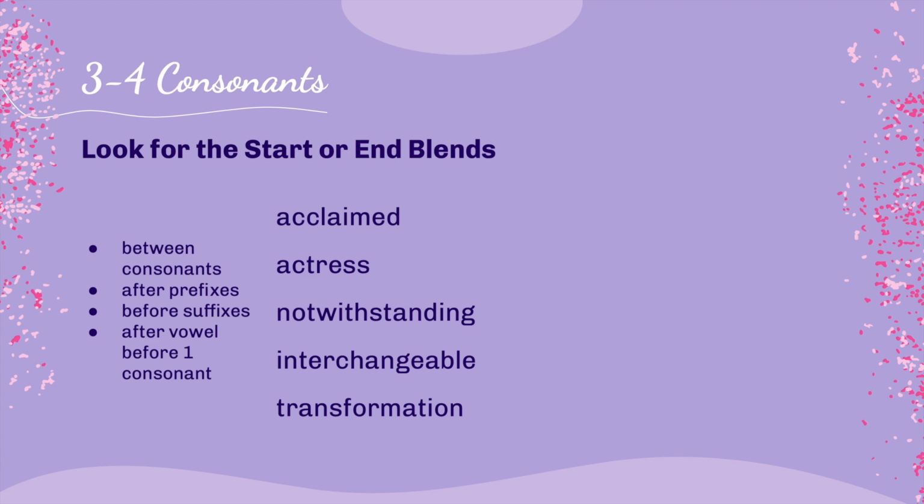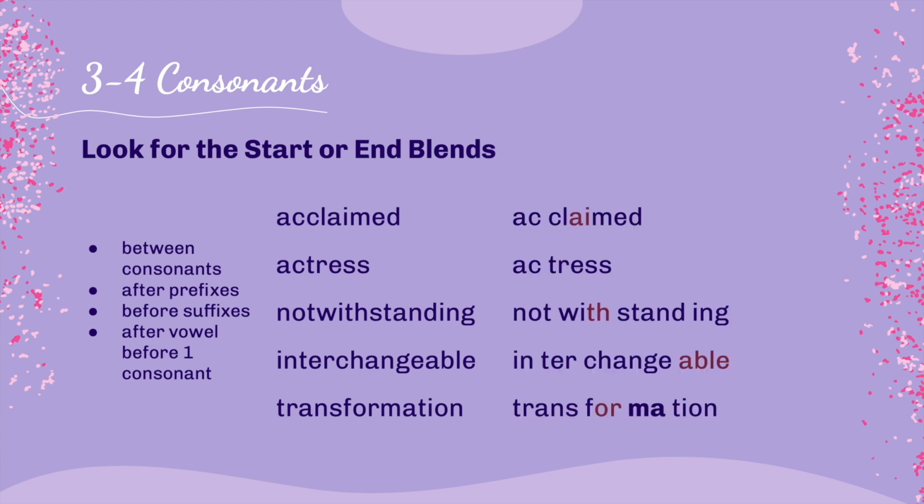Now, what do you do if you have 3 or 4 consonants together and you can't decide where to split them? You want to look for blends, combinations of letters that you commonly see at the start or the end of words. So right here we have C, C, and L together. So we could use the rule divide between the two consonants. Or you could say we see C and L together at the beginning of a word, but we don't see C and C together at the beginning or the end of a word. So we split here. AC says ac, so we have acclaimed.